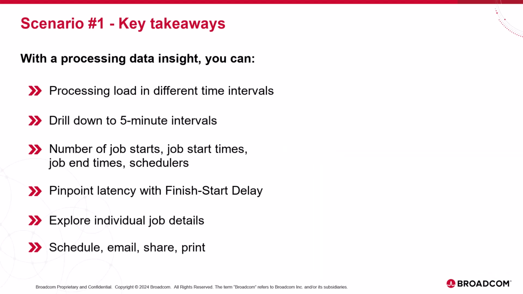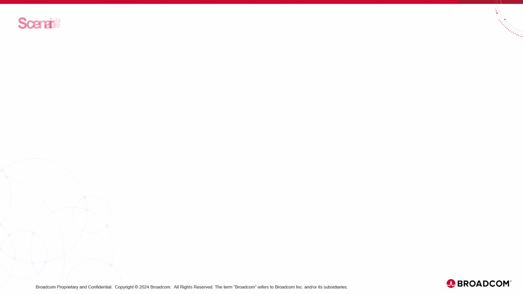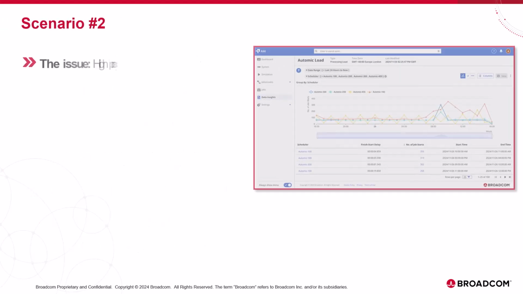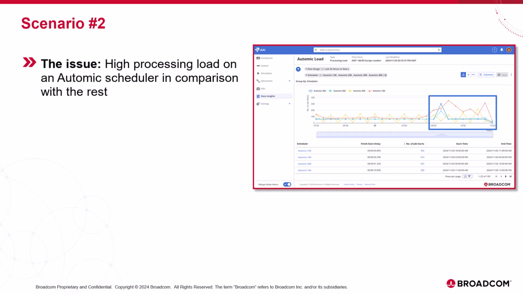Now, let's take a look at another scenario. In this scenario, Alex observes an unusual spike on a processing load data insight. She knows it's a processing load data insight under the type indicator.